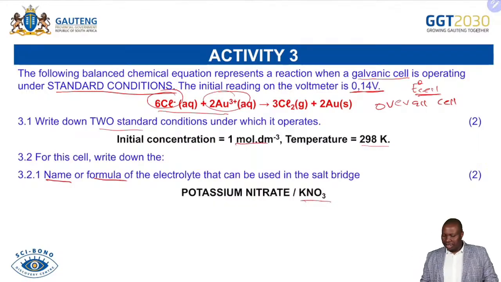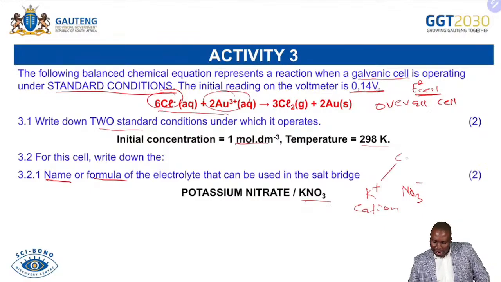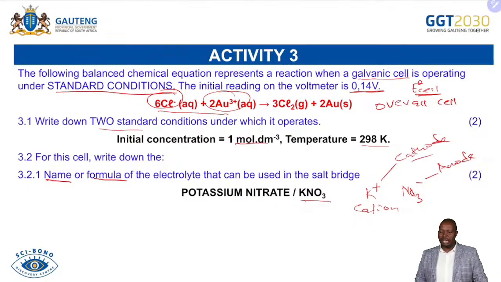And remember, the function of the salt is that definitely it has a positive ion, which is your metal ion there, K plus, and it has your NO3 minus. And we're saying the cation, the positive one, will always move to the cathode. Always, whichever cell, galvanic or electrolytic, the cation moves to the cathode, the anion moves to the anode. Please don't forget that. I'm always emphasizing so that we don't lose marks. We are able to move.